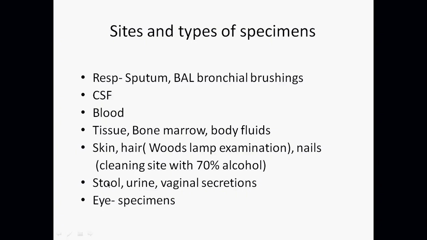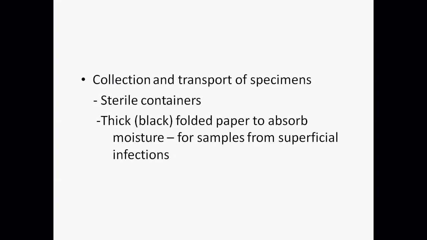Now the other samples which we can collect are stool, urine or vaginal secretions in case of vaginal infection. Mostly it is a yeast infection which is found in the vagina, mainly candidal infection. And if it is infecting the eye, you can collect different swabs from the eye, or a tissue specimen can also be collected. So these are the various specimens which you can collect for the diagnosis of fungal infection.